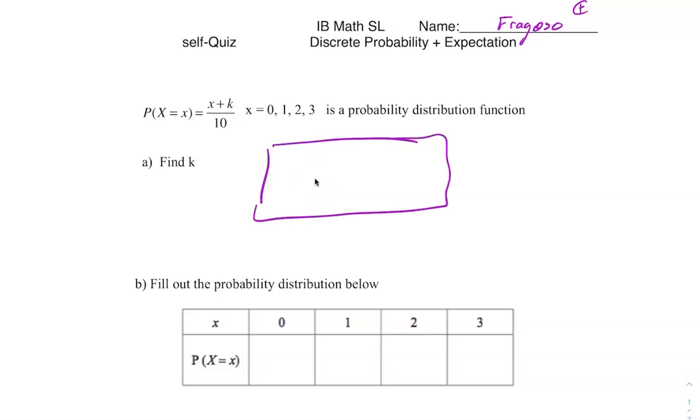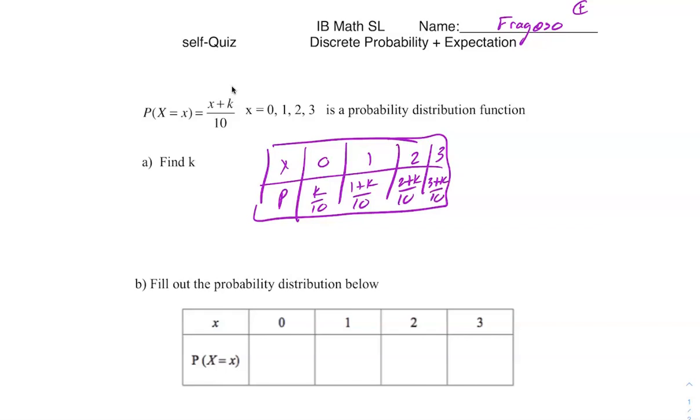And then here's our x, and here's our p, and our values are going to be 0, 1, 2, 3. And all we do is we're going to sub these into our equation there. So I'm plugging in 0, and I get 0 plus k, so k over 10. Plug in 1, so 1 plus k over 10. Plug in 2, 2 plus k over 10. And plug in 3, 3 plus k over 10.